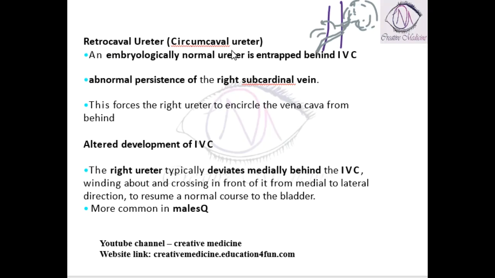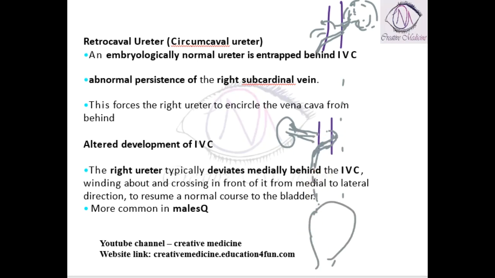Or if I have to draw it in a better way, this is the inferior vena cava. This is the right kidney. This is the ureter. The ureter first deviates medially behind. It is medial because this is the midline. After going medially behind, again it goes in front from medial to lateral, and then it resumes its course to reach the bladder. So this is how you see this.